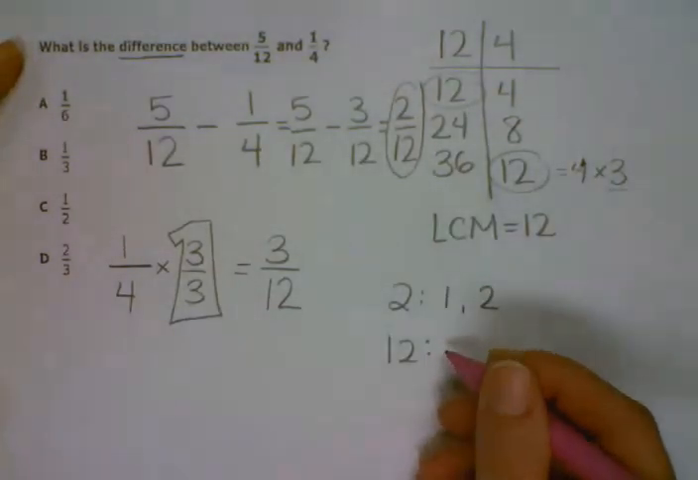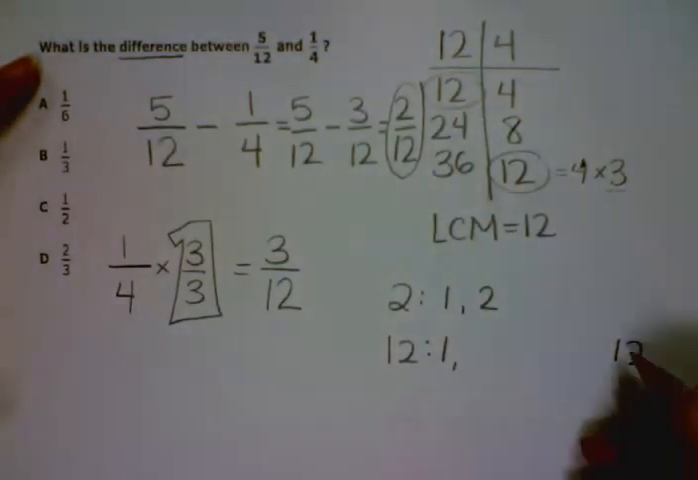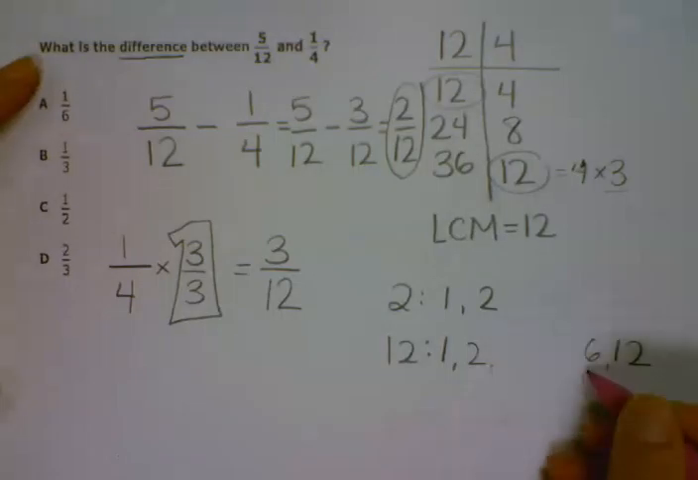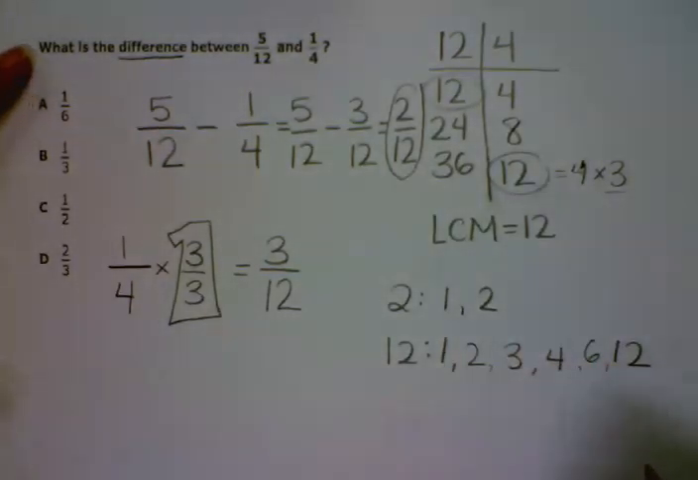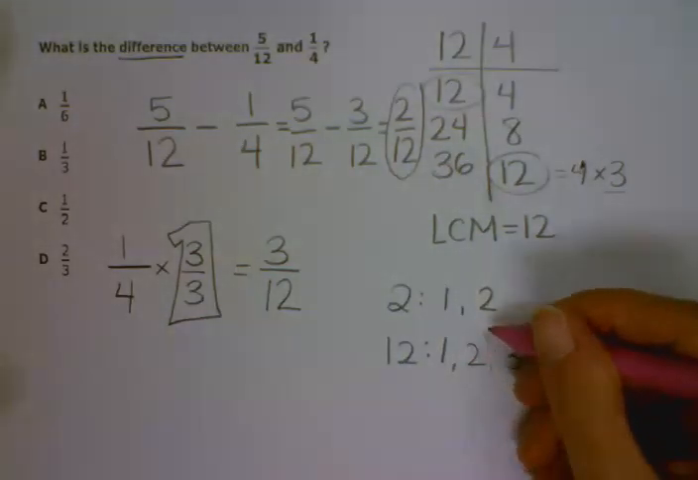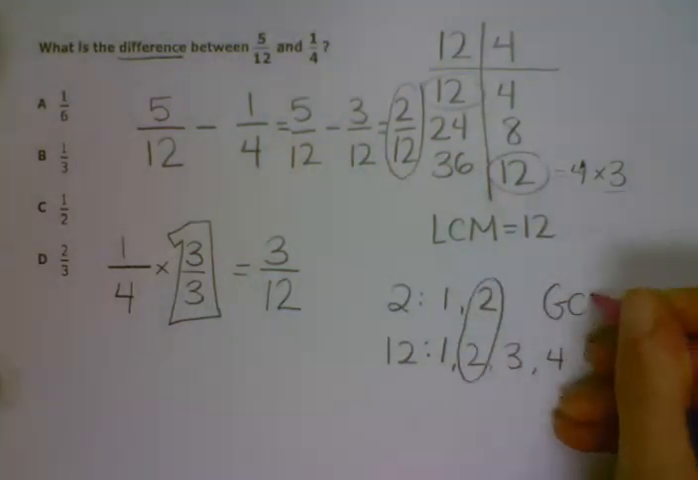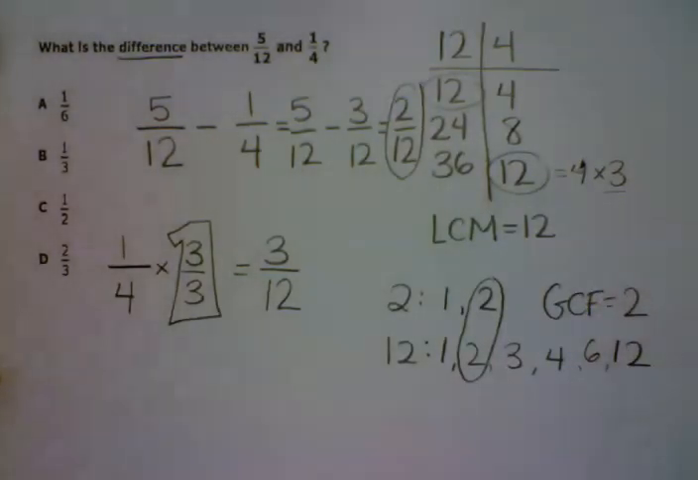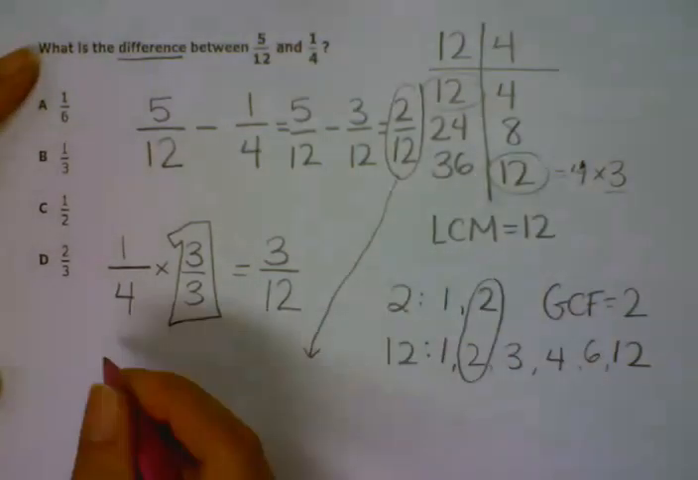The factors of 12 are 1 times 12 equals 12, 2 times 6 equals 12, 3 times 4 equals 12. I'm going to look for the greatest common factor. The greatest common factor, the GCF, equals 2. I'm going to use that to help me put this in simplest form.